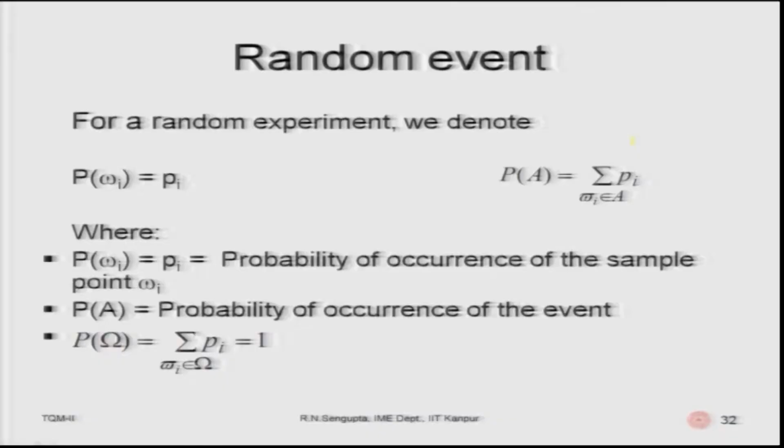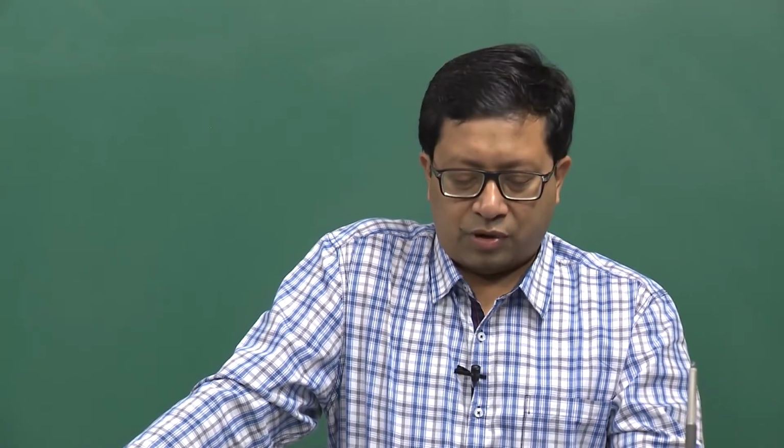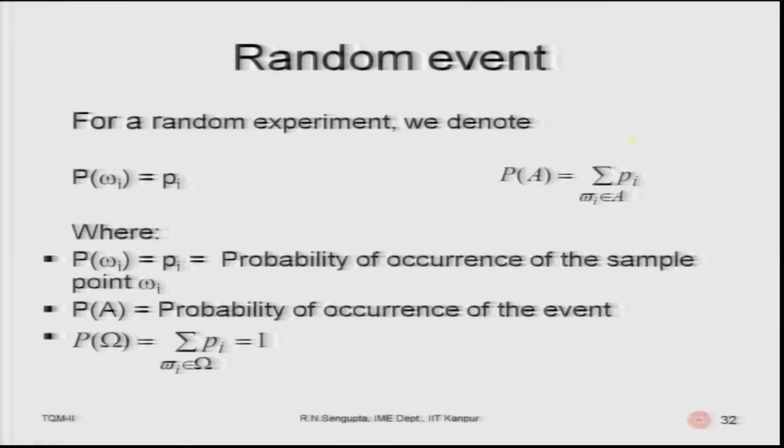For a random experiment, we denote the probability corresponding to the value when the random variable takes one sample point, and that sample point would have a probability corresponding to it, which will be denoted by small p suffix i. So, obviously, if I collect all the probabilities for all the sample points, the sum should be 1, which is given in the last bullet point where I am pointing my finger.